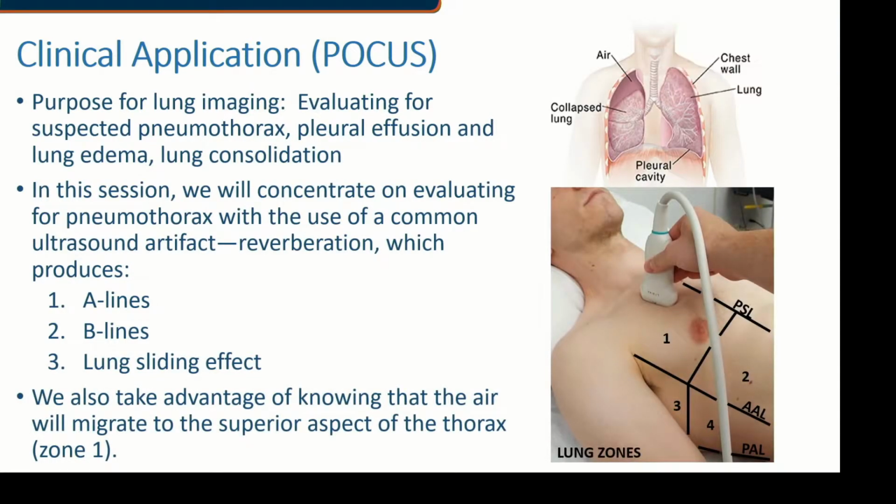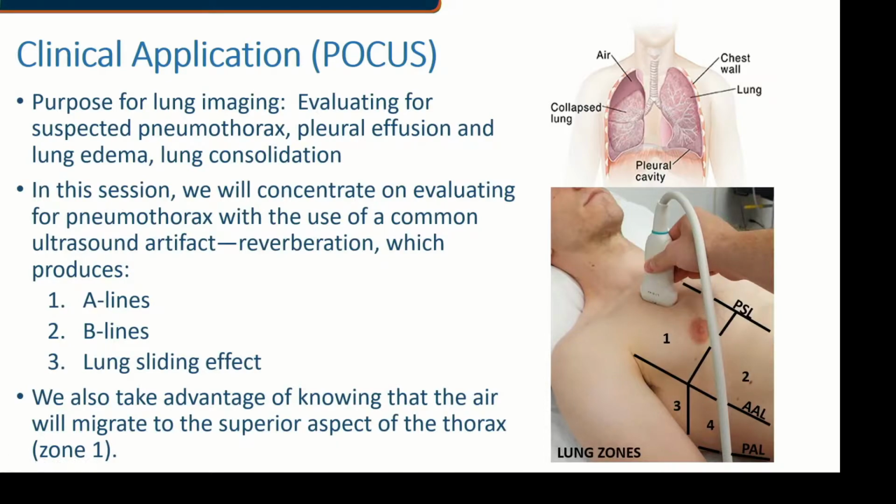So we also want to take advantage of what we know about pneumothorax, which is that the air will typically migrate more superiorly, to the superior aspect of the thorax, and remember that that air is within the layers of the pleura. So we'll be looking in zone 1, and as you can see from this diagram, zone 1 is going to be that anterior superior chest wall.